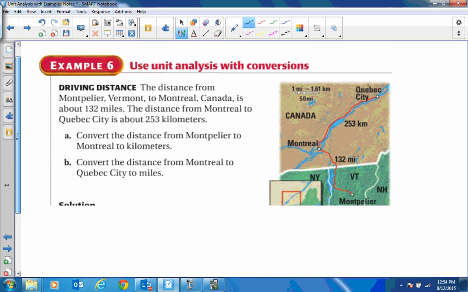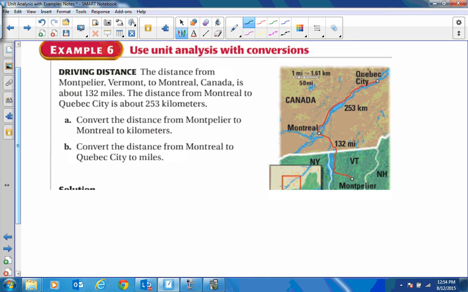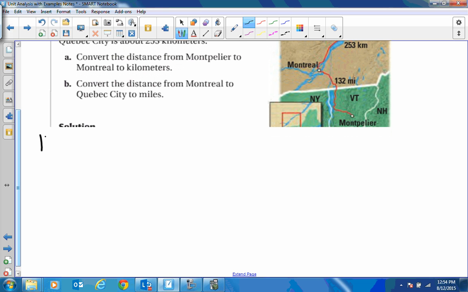Okay. Again, unit analysis with conversions. The distance from Montpelier, Vermont to Montreal, Canada is 132 miles. The distance from Montreal to Quebec is about 253 kilometers. But they give us a conversion factor right here: 1 mile is equal to 1.61 kilometers. So the first one says convert the distance from Montpelier to Montreal to kilometers. Montpelier to Montreal is 132 miles. That's where you want to start.